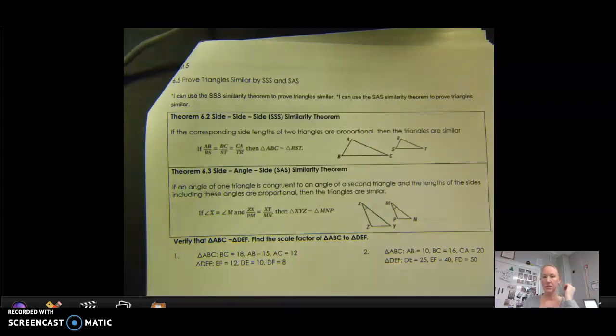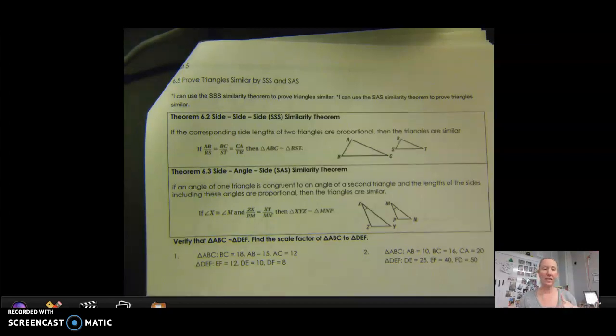All right, we are going to start on 6.5 notes. This is side, side, side, and side, angle, side, similarity. So last section in 6.4, we talked about angle, angle, similarity. If two triangles have two angles that are exactly congruent, then the third angle is also congruent by the third angle theorem. But that means that we have two similar triangles.